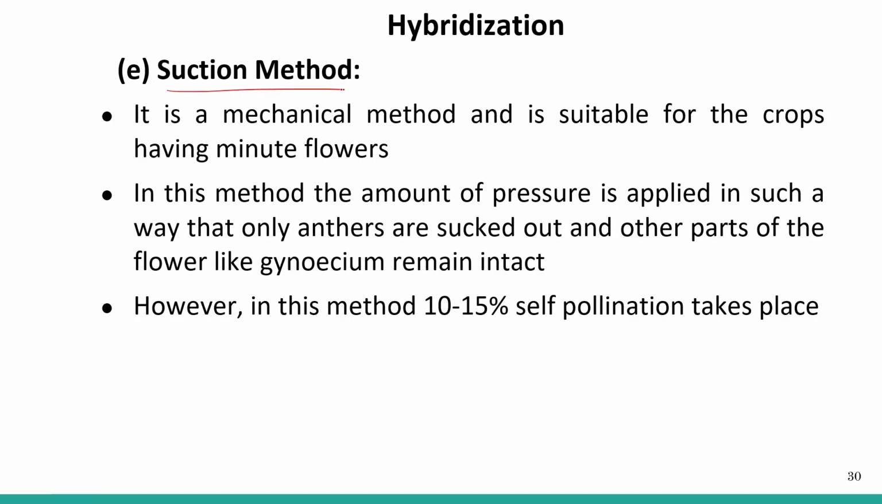Suction method, the fifth type. It is a mechanical method and it is suitable for the crops having minute flowers. In this method, pressure is applied in such a way that only anthers are sucked out and other parts of the flower like gynecium remain intact. So that is why it has got its name, suction method. In this method, only 10 to 15% self-pollination takes place.